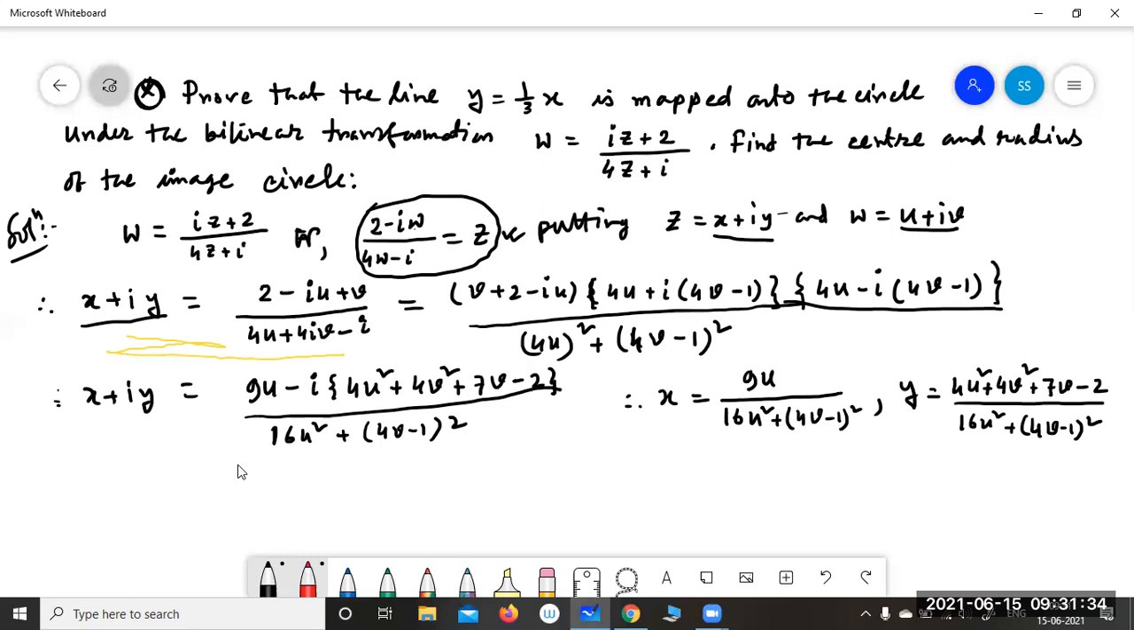Sir, here how does it come? In the denominator... x + iy is equal to 2 - iw. What is the value of w? w is u + iv. See, it was 2 - i into w. If we put the value of w, that is u + iv, then it is 2 - iu - i^2 v. What is the value of i^2? -1, so minus into minus gives plus. So that is 2 - iu + v. See, this is written here. Yes, clear? Yes, sir. Now it is understood?